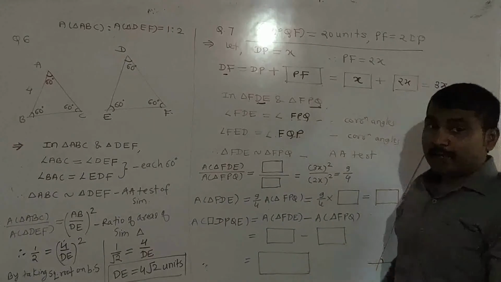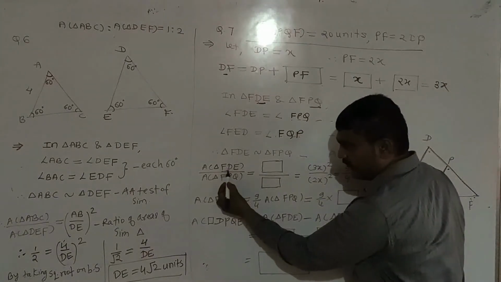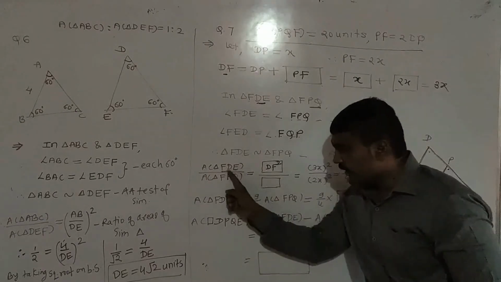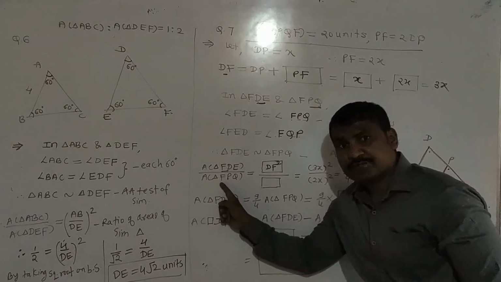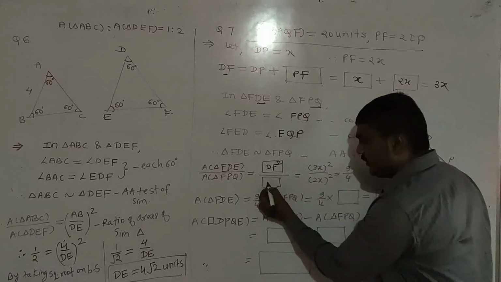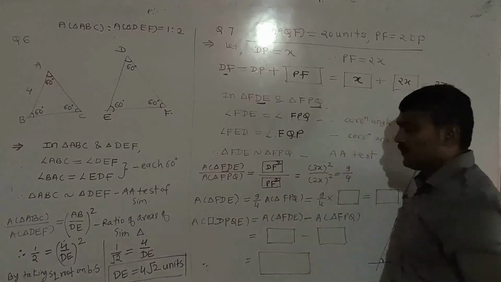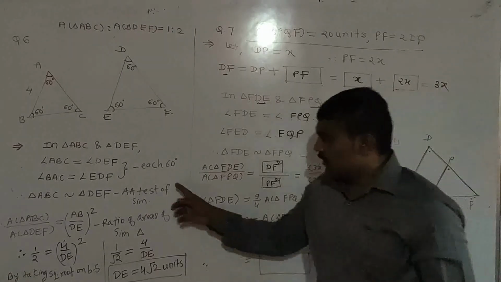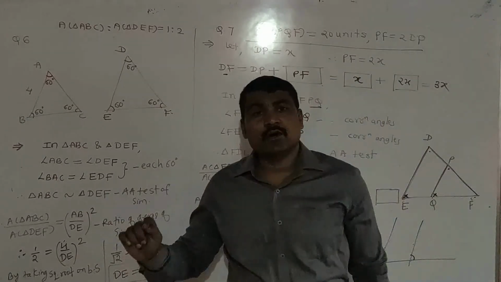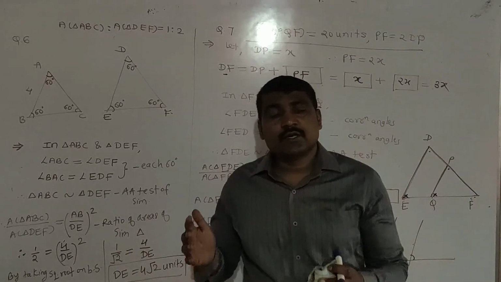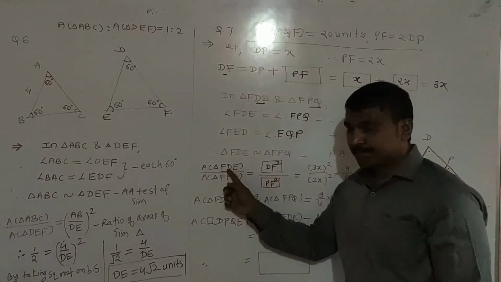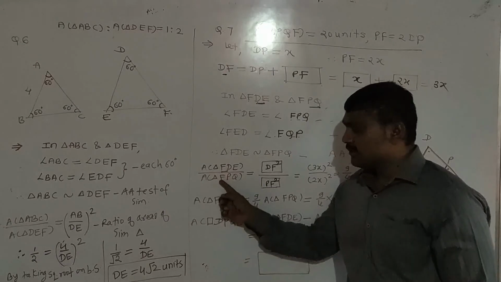See, we have the value of DF. So when you write DF here, DF square, according to the theorem. When you take DF, what is the corresponding side? PF. Corresponding side of DF is PF. So we should write PF here, PF square, according to the ratio of areas of similar triangles. The ratio of areas of two triangles is the square of the ratio of their corresponding sides. That's why I took DF. So corresponding side is PF square.